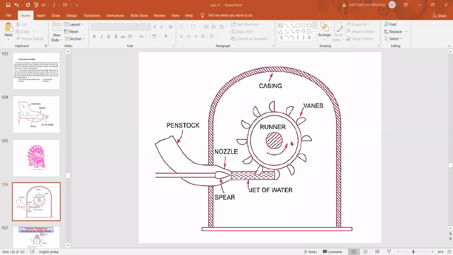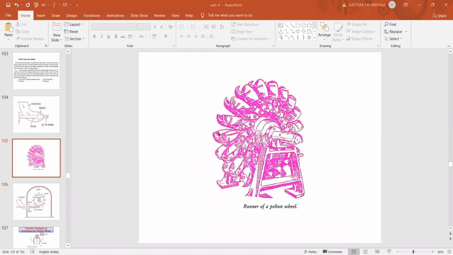So the shape of the bucket, in case of this one here, you can see, this is the shape of the bucket available for your Pelton wheel. This shape is called double hemispherical cup shape. Double hemispherical cup shape buckets are available for your Pelton wheel, or they are also called bowl shapes.